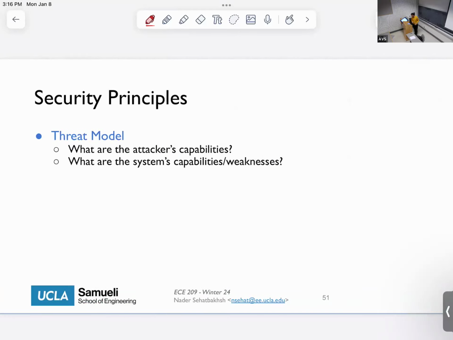All right, the first principle, this is the very important one, and that is the threat model. So the threat model is basically answering these types of questions. What are the attacker's capabilities? What are the system's capabilities? What are the system's weaknesses?